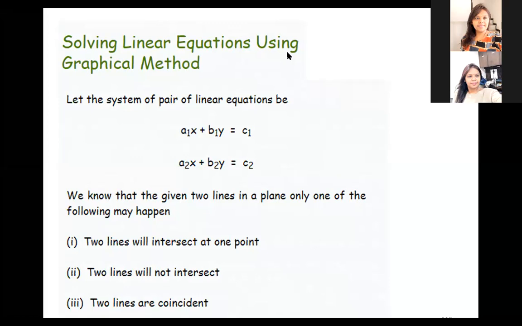So there are three possibilities. First, if you have two lines, they may intersect, they may not intersect, or in the third condition they coincide with each other. Why and what? Let's see it by the figure.